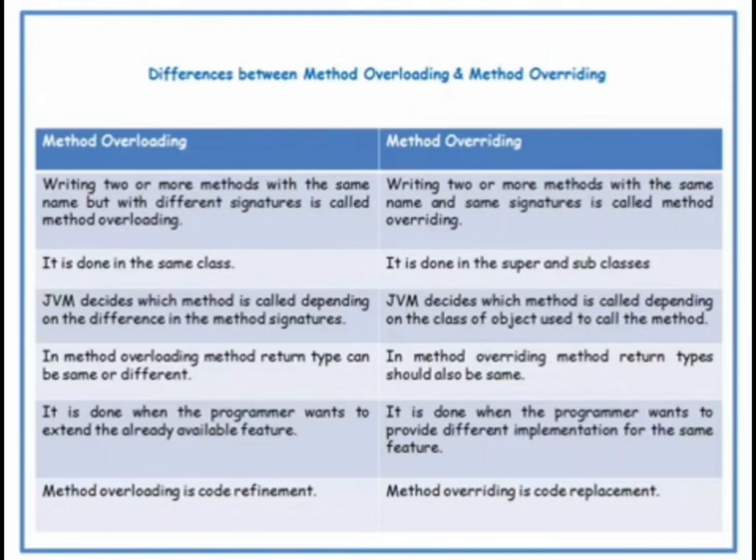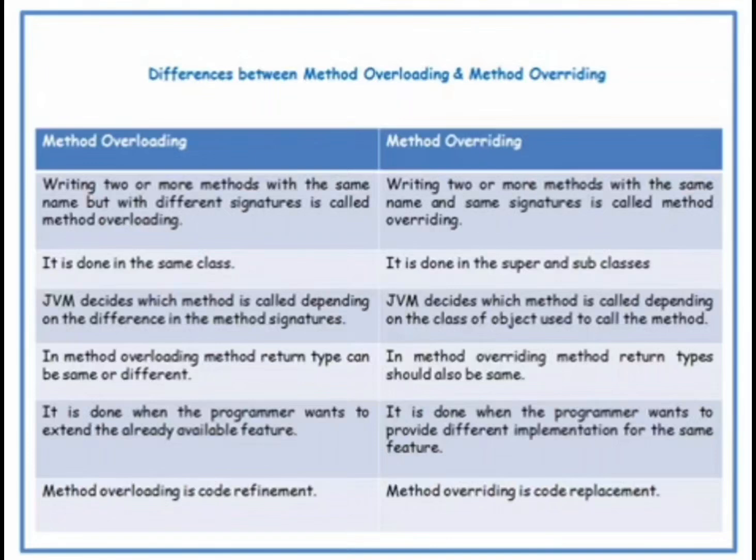In method overloading, the JVM decides which method is called depending on the differences in the method signatures. In method overriding, the JVM decides which method is called depending on the class of the object used to call the method. In method overloading, the method return type can be the same or different. In method overriding, the method return types should also be the same.